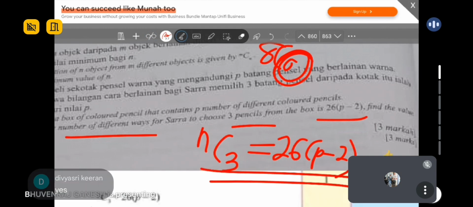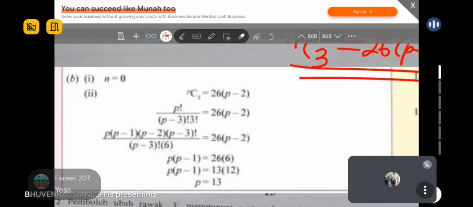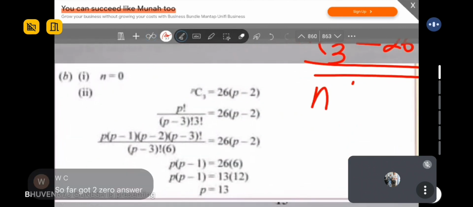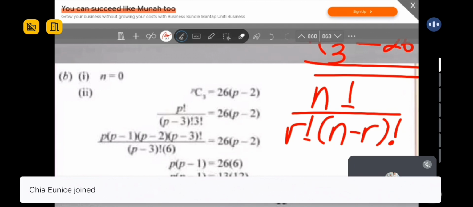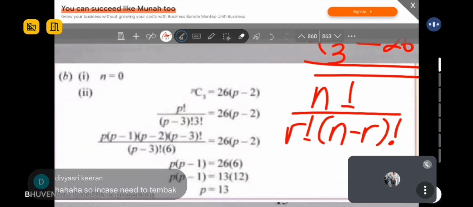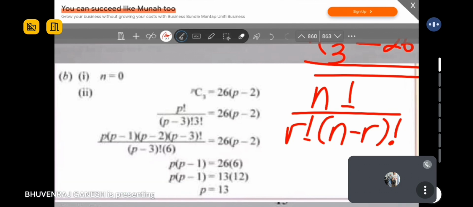Choose 3 pencils means C3, and then total n. So you just selesaikan. You use the formula of combination. This is your formula, rumus bagi gabungan. You can refer to the front page. Don't need to look so detailed, guys. Don't analyze the paper like that. SPM can come out different also if they want. So over here, your n value is p, r value is 3. Oh, okay, I understand, Eddie. Very smart, you guys.